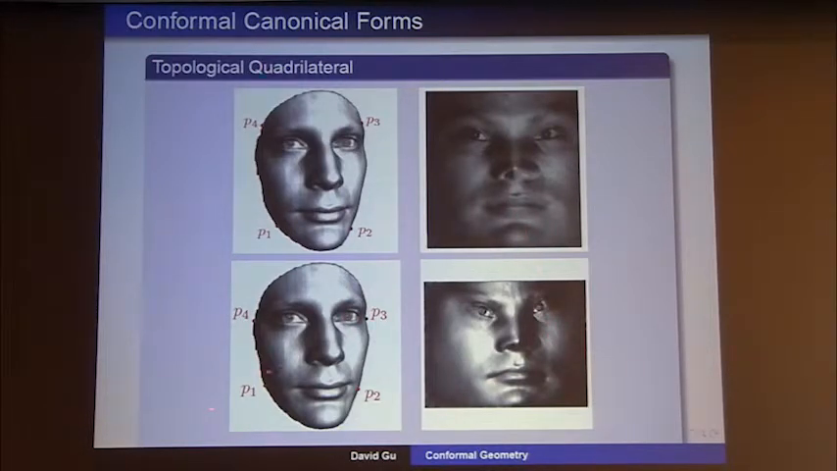Then you can imagine that by changing this one, we can go through all possible rectangles. Therefore, the dimension of the shape space for this kind of configuration is one-dimensional. That's the Teichmuller space.